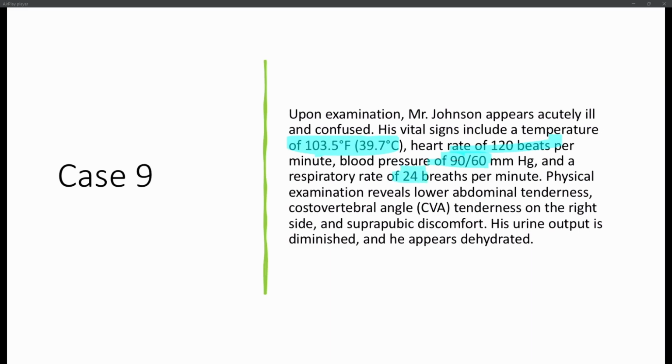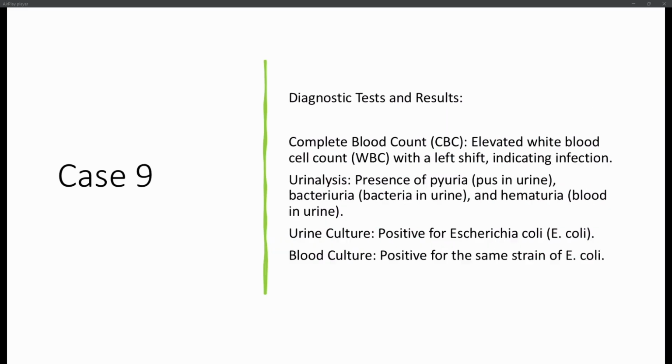Physical exam reveals lower abdominal tenderness, CVA tenderness on the right. What are you checking for CVA when you pop them on the back of the kidneys, right? See if there's any infection in the kidneys or any issue there. Some suprapubic discomfort. Urine output is diminished and he appears dehydrated. Okay. Diagnostic tests and results. CBC, elevated white count. He's fighting off an infection.